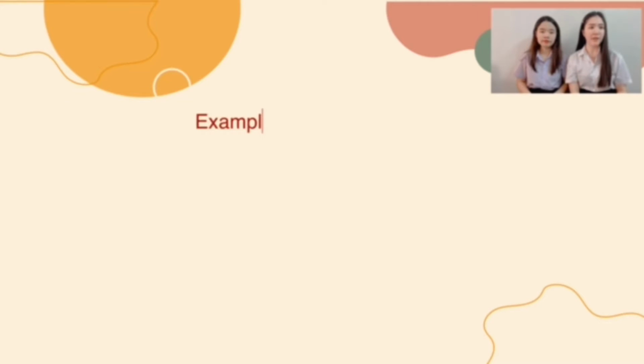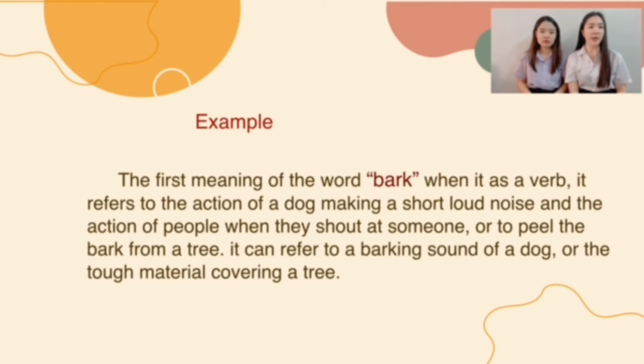For example, the first meaning of the word bark, when it's a verb, refers to the action of a dog making a short loud noise, and the action of people when they shout at someone, or peel the bark from a tree. It can refer to the barking sound of a dog or the tough material covering a tree.